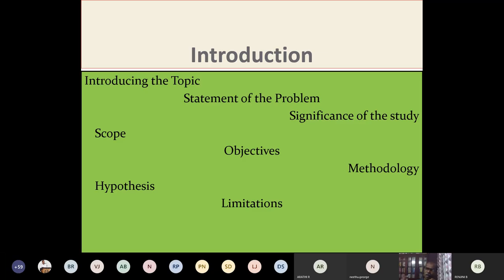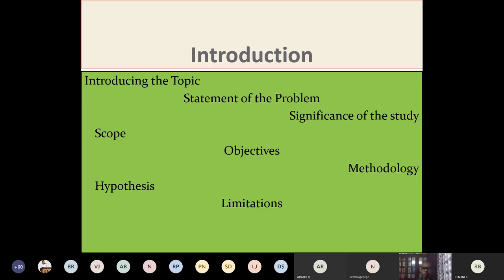So in order to have understanding about this, we have to consider an example. Suppose you are trying to study the role of MGNREG in financial empowerment of women in a particular district. Once again, my topic, as an example, is the role of MGNREG in the financial empowerment of women in a particular district. Say, for example, Pathanamthitta or Kottayam or Kozhikode, as the case may be.